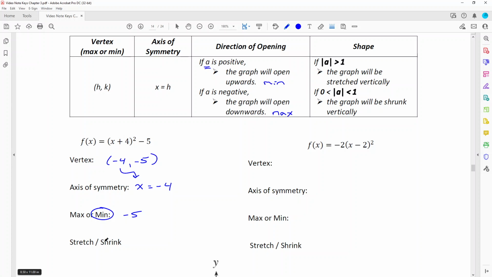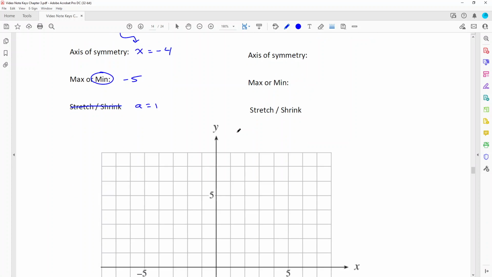Then we look to see if the graph has been stretched or shrunk. If a is greater than 1, you get a stretch. If a is between 0 and 1, you get a shrink. So there is no a value, meaning that a is 1. So it's not stretched or shrunk. It's just normal shape. So now what we want to do is take that and graph it.